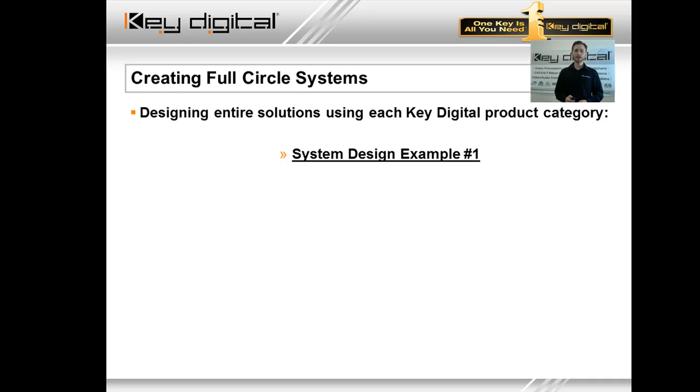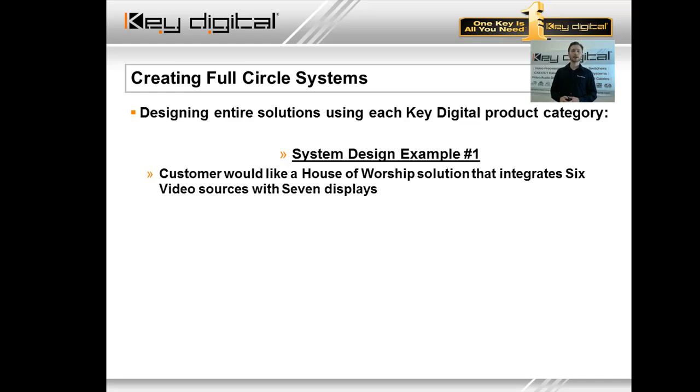So let's go ahead and begin creating some of these full circle systems. System design example 1. Now, as it says here, we're going to design entire solutions using key digital product categories. So we know that the matrix, for example, is going to be the centerpiece in many of these systems, but as you'll often find, it's not just having that matrix there, it's having the piece on the front end and the pieces on the back end to deliver the systems as demanded by the client.